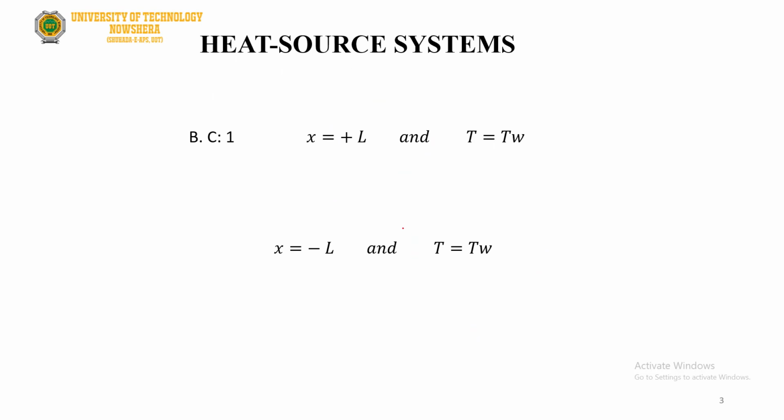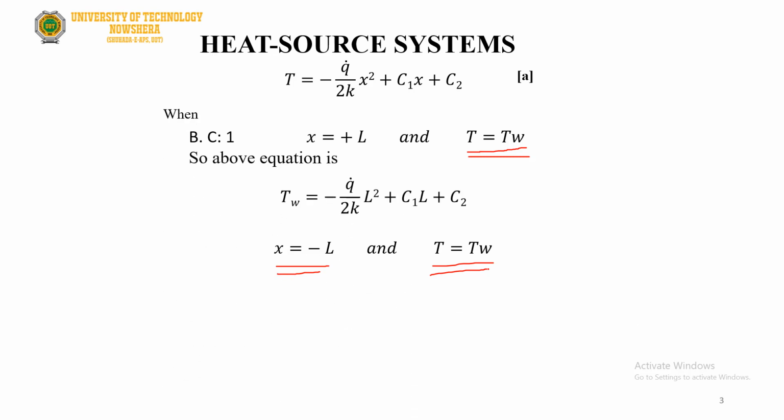So boundary condition number one is when x is equal to L, temperature at the face of the wall is Tw. Or we can also discuss boundary condition number one as when x is equal to minus L, temperature at the face of the wall is Tw. So putting this boundary condition number one in this general solution, which I have labeled it as equation A, we get this equation B.